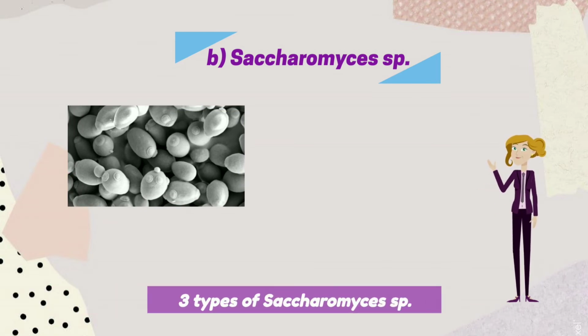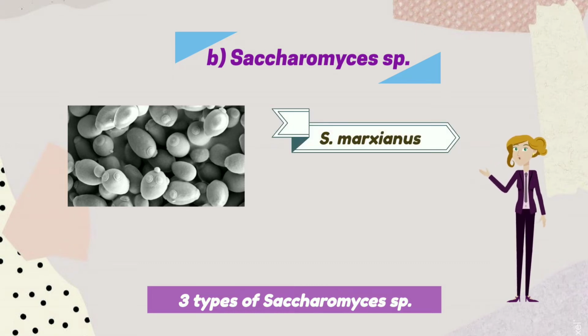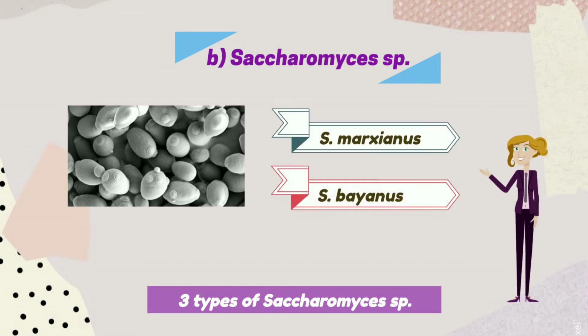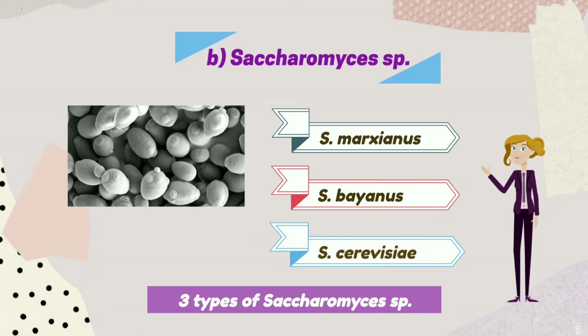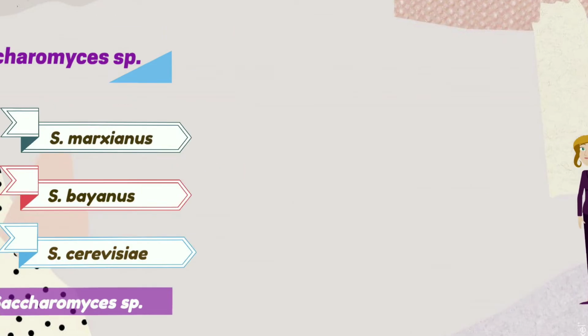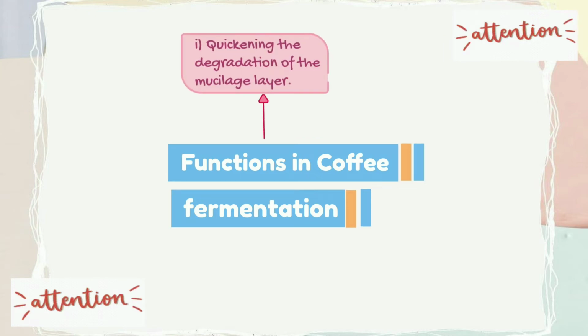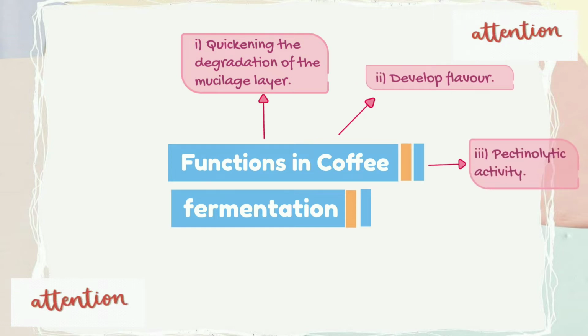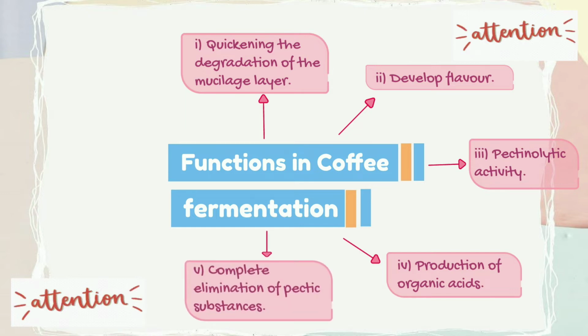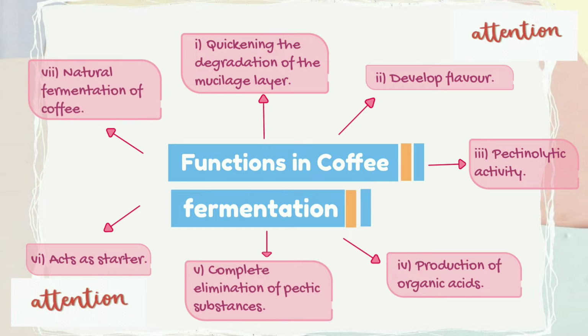There are three types of Saccharomyces species involved in coffee fermentation: Saccharomyces marcianus, Saccharomyces bayanus, and Saccharomyces cerevisiae. The functions of Saccharomyces species in coffee fermentation are quickening the degradation of the mucilage layer, developing flavor, pectinolytic activity, production of organic acids, complete elimination of pectin substances, acting as a starter, and natural fermentation of coffee.